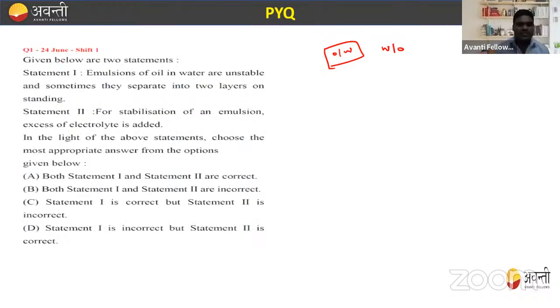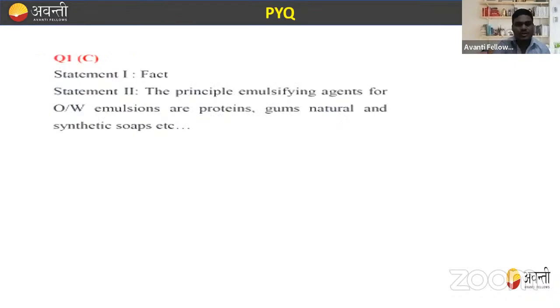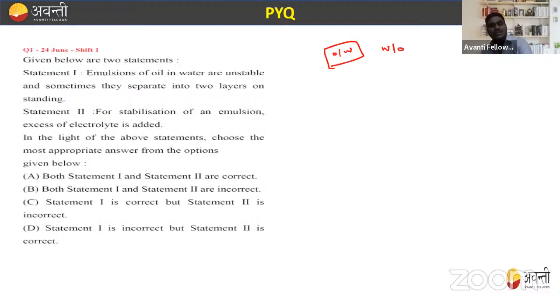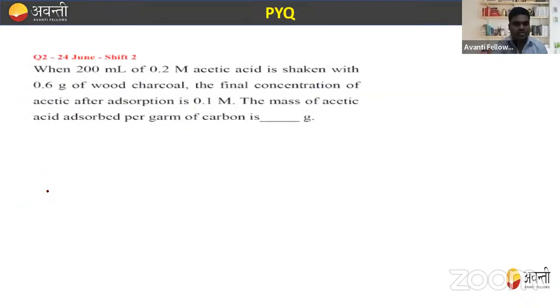Why? Because it is a fact and we know that emulsions of oil in water are unstable and sometimes they separate into two layers on standing. Statement 2 is absolutely incorrect. The principal emulsifying agents for water in oil emulsion are proteins, gums, natural and synthetic soaps, not electrolytes. So statement 1 is correct and statement 2 is false. So the correct option is C for this question.